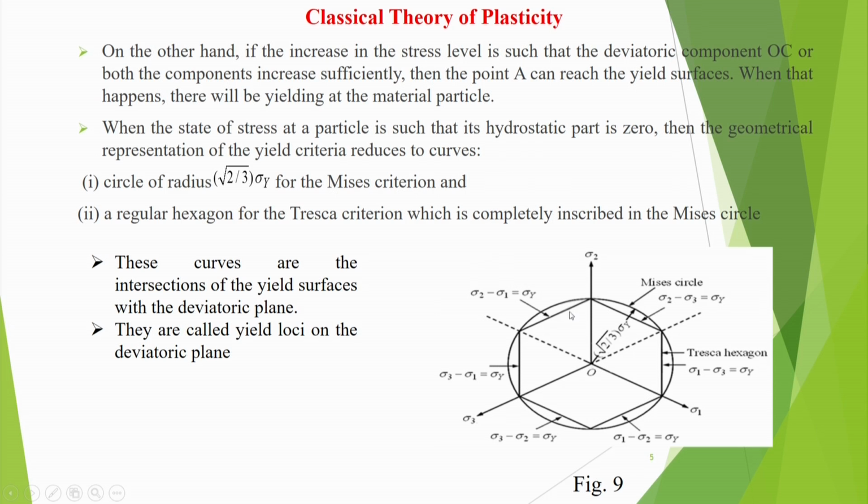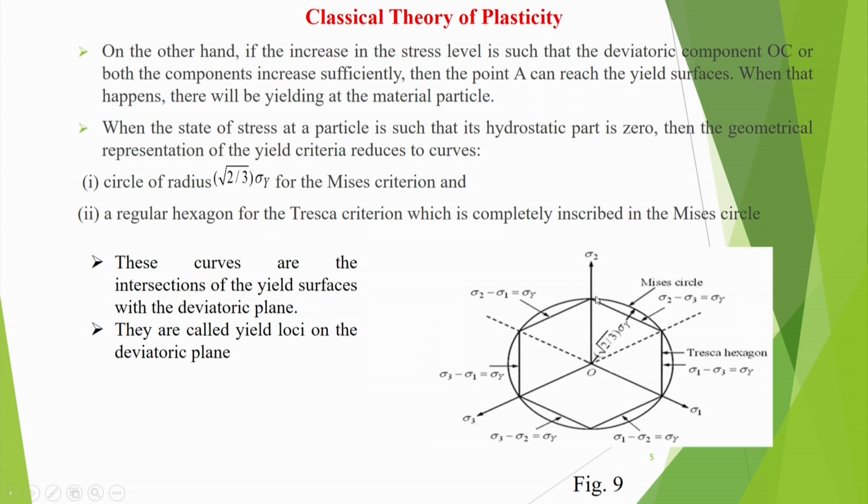Then we can make the yield curve. Suppose we have made a yield curve here. A circle of radius √(2/3) σy is for the Mises criteria, and a regular hexagon for the Tresca criteria, which is completely inscribed in the Mises circle.